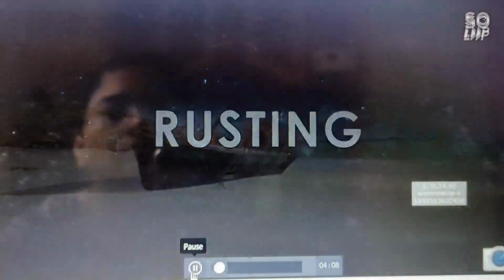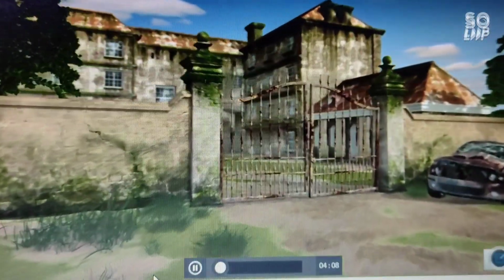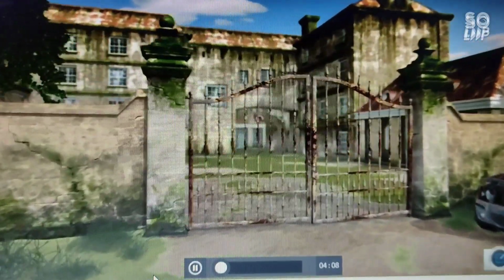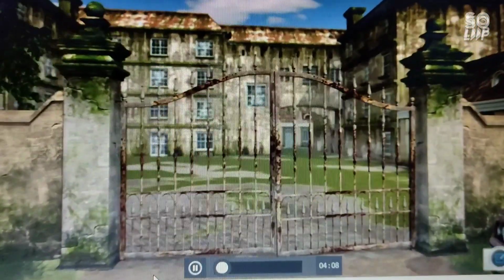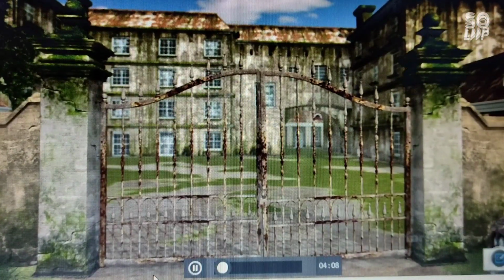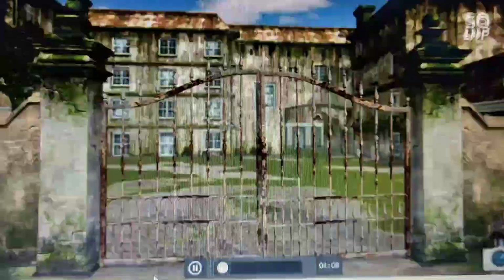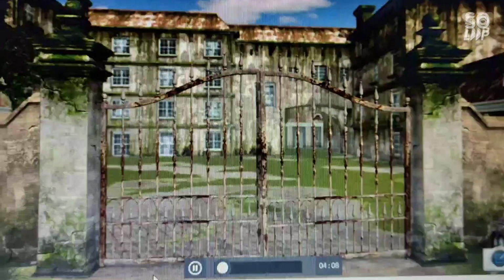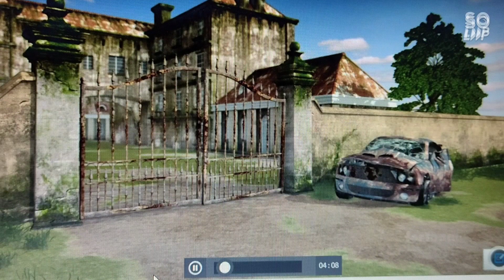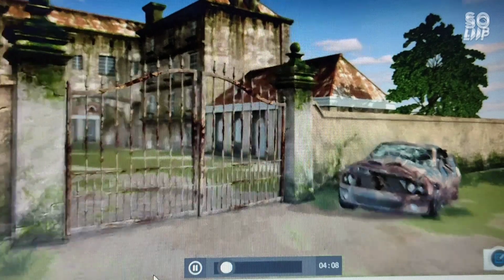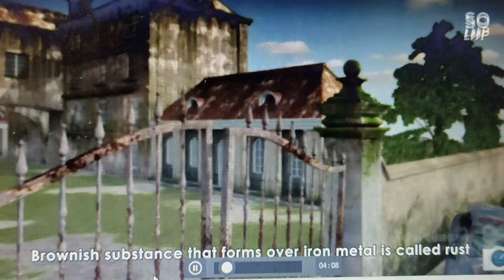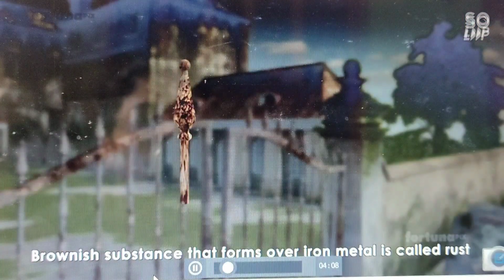Rusting. Rust is a chemical reaction that is probably very familiar to most of you. An old iron gate is likely to get deposits of brown flakes on it. An old car that hasn't been taken care of may have similar brown spots all over it. The brownish substance that forms over iron metal is called rust.